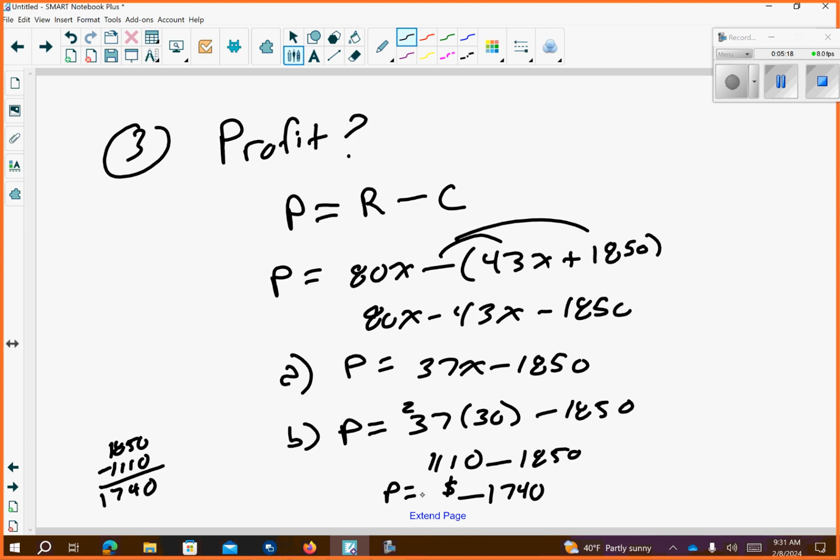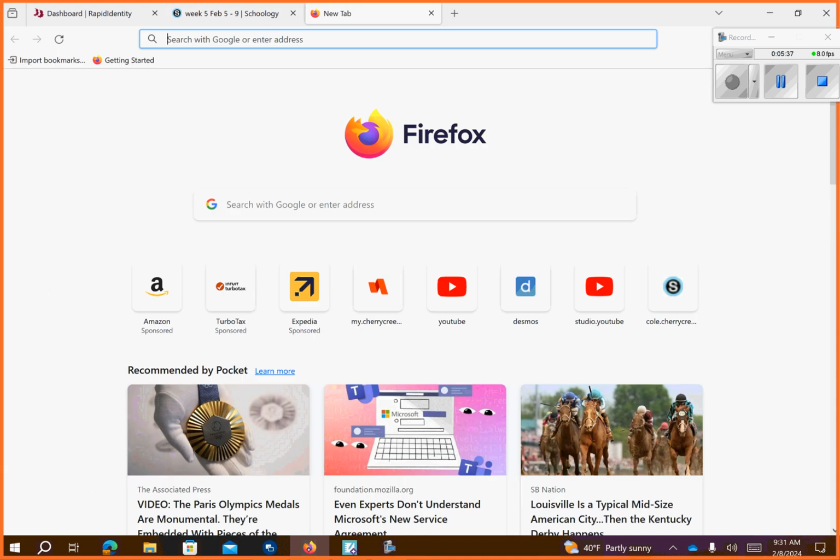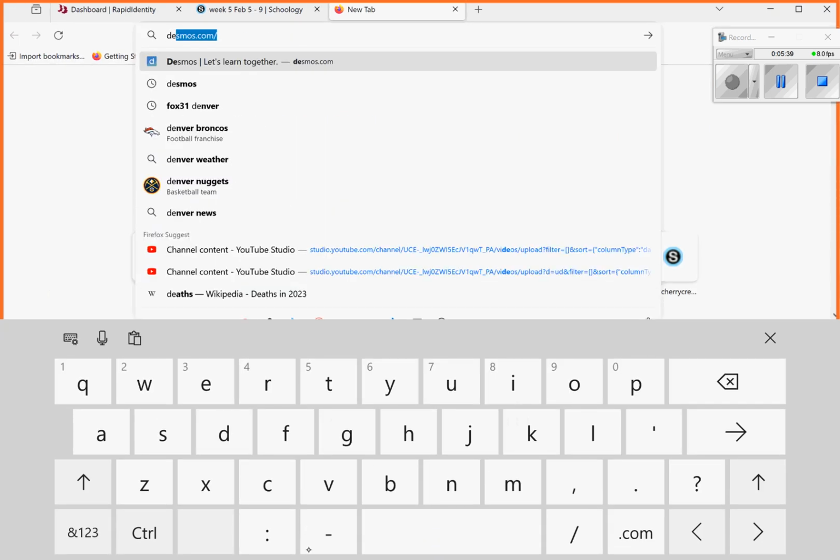So they're losing money. So how many radios must be sold to avoid losing money? What I can do in this situation is go to Desmos and graph my C at X and my R at X, and where they intersect each other, that's the break-even point. So let's just jump on Desmos. I don't need these open, but I'll open that. Desmos.